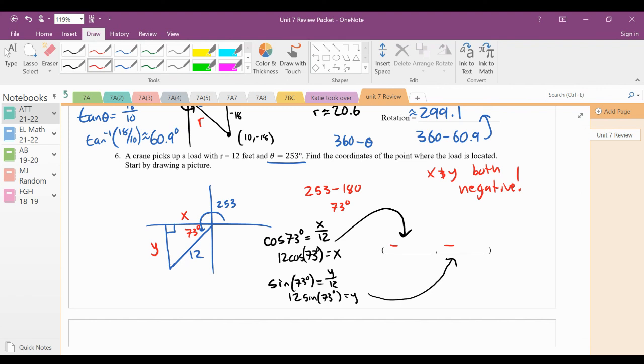So I'll do x first. That's 12 times cosine of 73. I enter it all together. I get 3.5. And again, that's negative 3.5 because the x coordinate is negative. And then 12 sine 73. I get 11.5. And again, negative 11.5 because the y coordinate is indeed negative in quadrant 3. So there is your final answer.